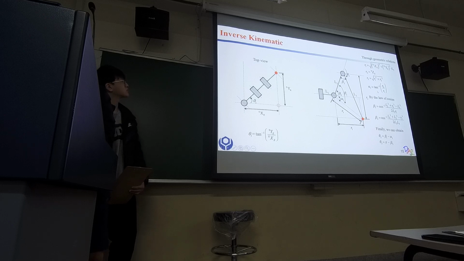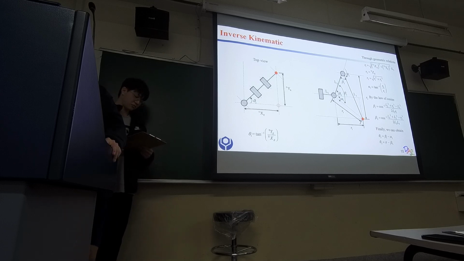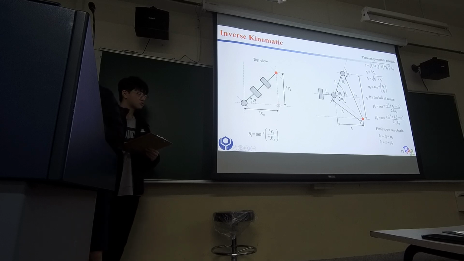And next, we will introduce the inverse kinematics for a single leg. From the top view of the legs, we can determine the first joint angle. And switching to the side view, we can use geometry relationships and the law of cosines to derive theta 2 and theta 3. Once we have determined the target position for all 6 feet, we can solve for the joint angles of the entire robot.